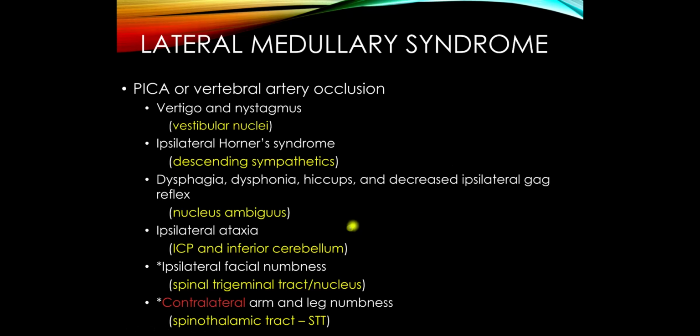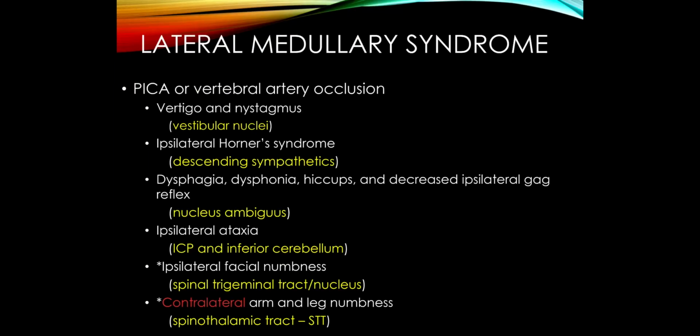These patients also have ipsilateral ataxia. Why is that? Well, here's the inferior cerebellar peduncle. And you'll understand this better when we have our lecture on the cerebellum, but any lesion of one half of the cerebellum or the connecting peduncle here results in ipsilateral ataxia. So it's very important we do finger to nose testing in these patients.